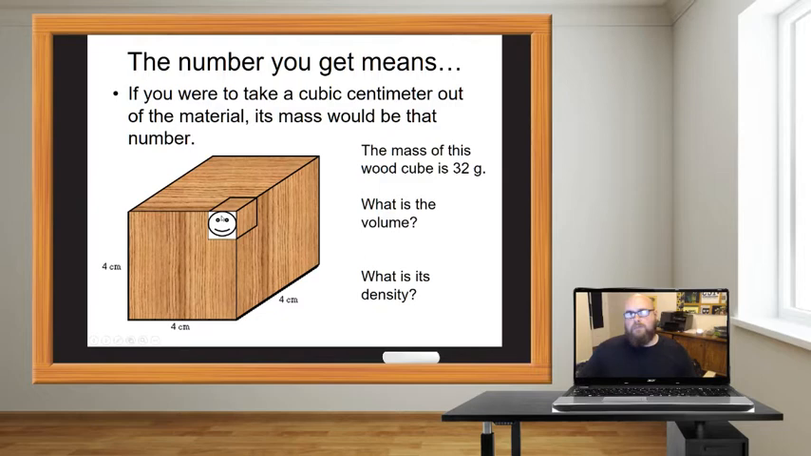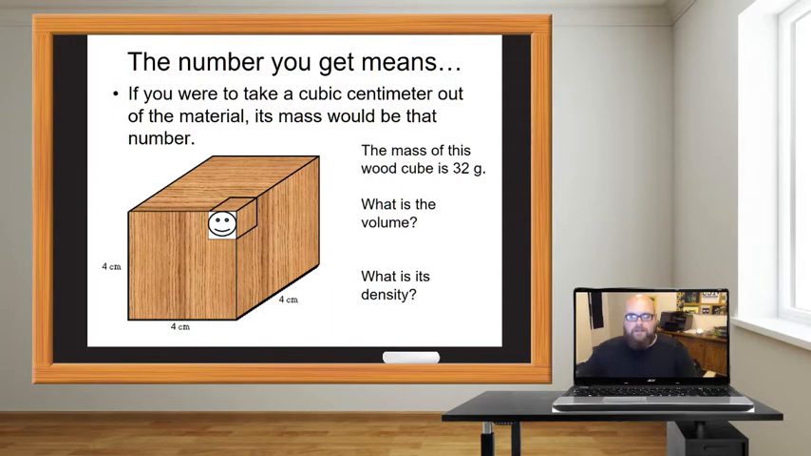Well, let's take a wooden block and kind of help ourselves get a better understanding. If you were to take a cubic centimeter out of a material, its mass would be that number. Well, that statement's going to make a lot more sense in just a moment. So, we have this wooden block. In this wooden block, we know that its total mass is 32 grams. Remember, in science, when we work with numbers, we must have units attached to our numbers or we don't know what we're talking about. Okay, so then what is its volume?